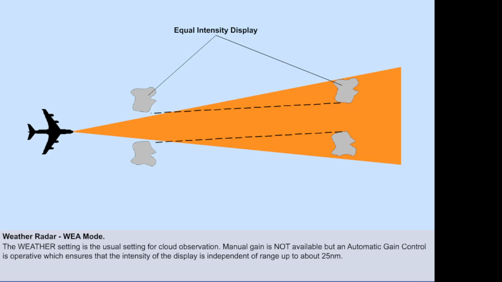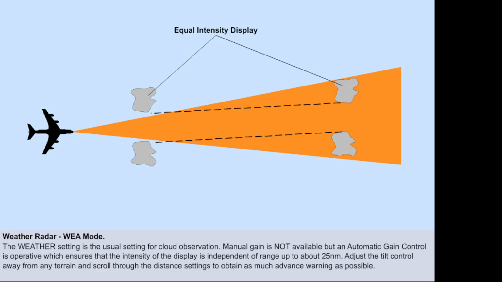So, a small cloud at 5 nautical miles does not give a stronger return than a large, more dangerous cloud at 20 nautical miles. The main purpose of weather radar is to enable the aircraft to avoid bad weather. So, it is good practice to adjust the tilt control away from any terrain and to scroll through the distance settings to obtain as much advance warning as possible.